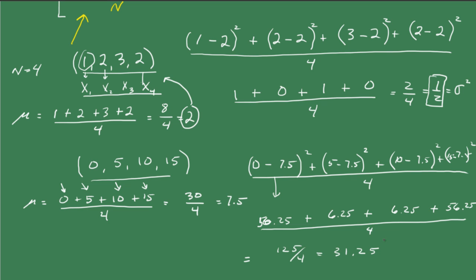31.25. Let me just do it real quick. I think that's right. 125 divided by 4. Yes, 31.25. Now, there's our variance for this group of numbers. You can see how we've got quite a big jump here in the variance compared to the first one. And so the variance was quite a bit larger, as we suspected it would be.